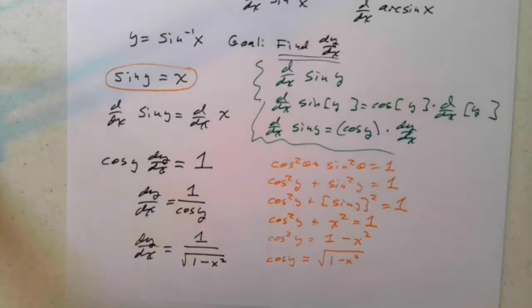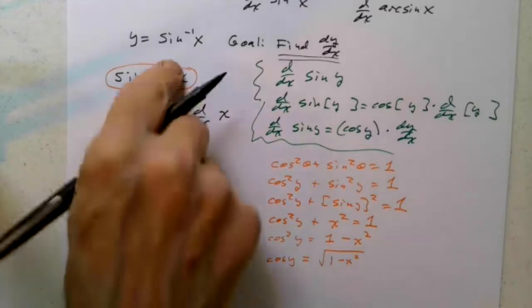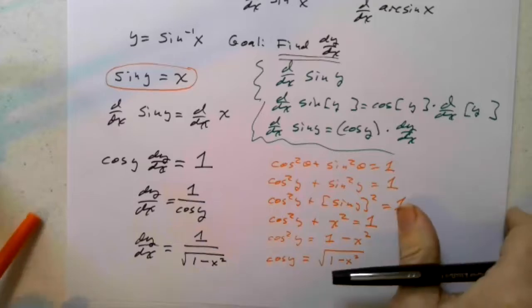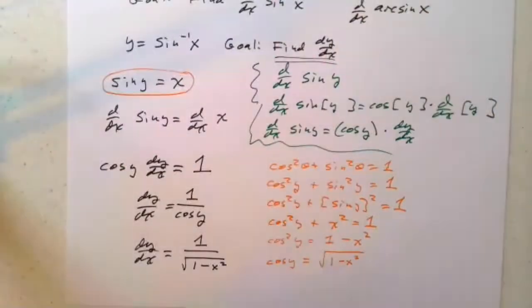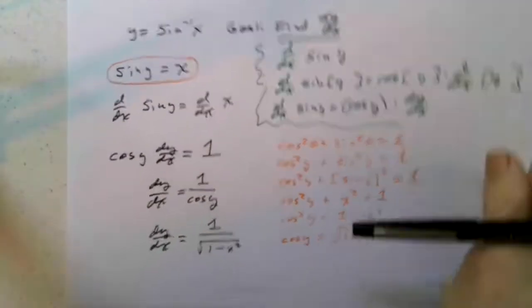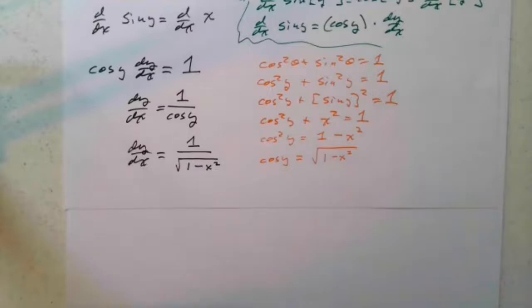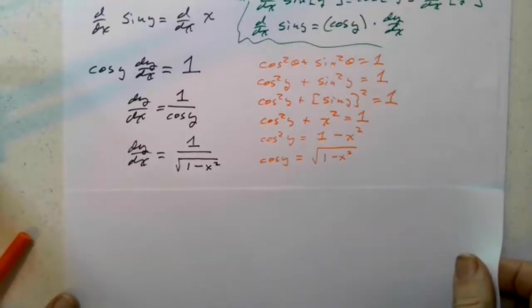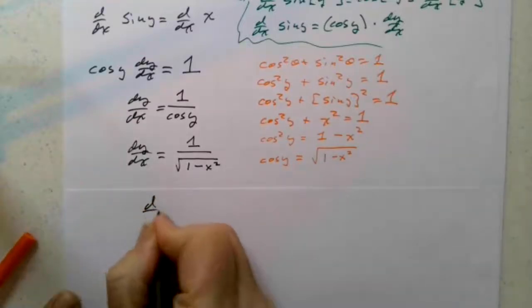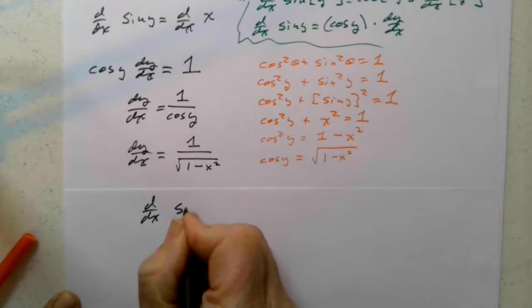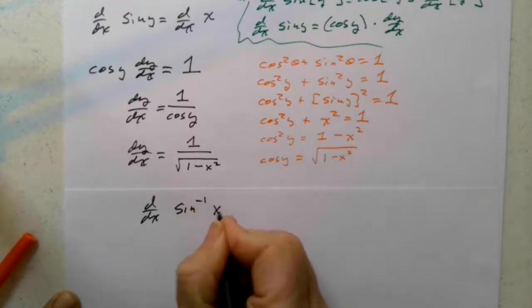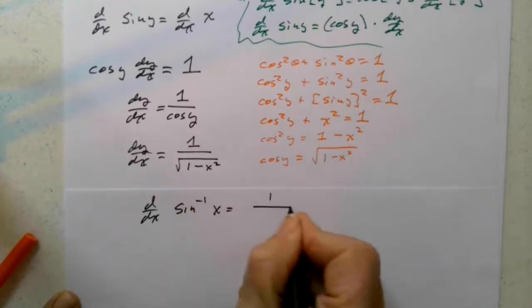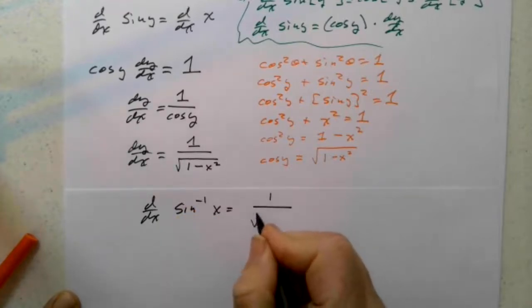So my conclusion then is that the derivative with respect to x of the inverse sine of x is 1 over the square root of 1 minus x squared.